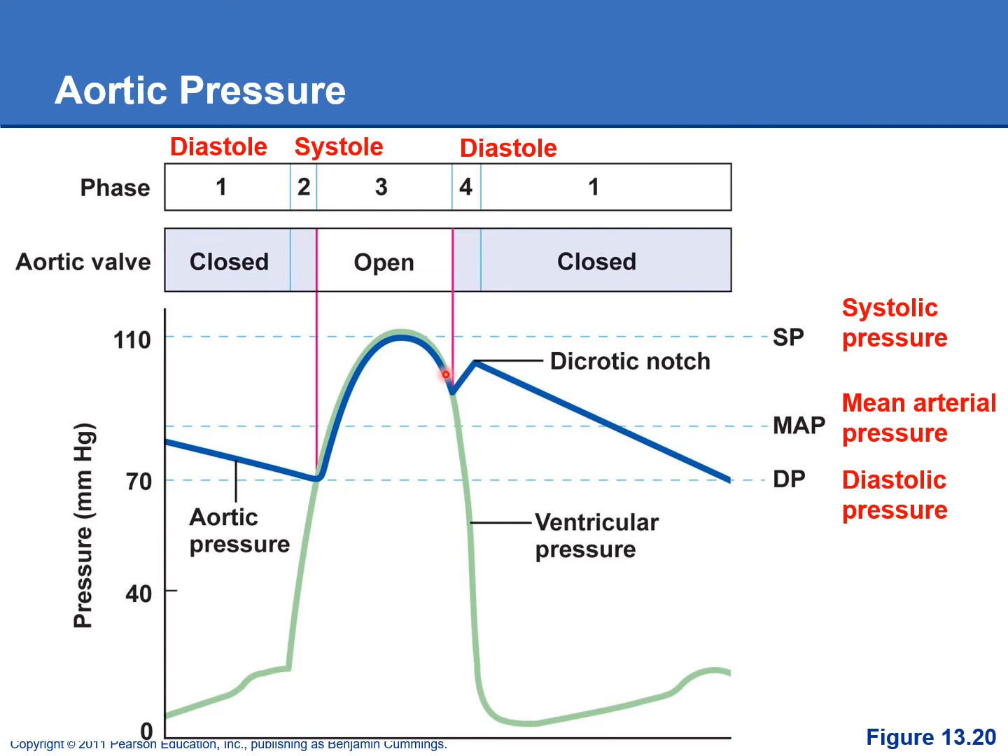When the semilunar valves close, there's some turbulence in the blood flow, and so there's this little dip here called a dicrotic notch. And then this is all diastole again, where the ventricles are relaxing, refilling with blood, and notice that the blood that was squirted out into the aorta is leaving, going out to the rest of the body, and then you finally get to the lowest pressure again, the diastolic pressure. We're going to talk about the mean arterial pressure in the next chapter, but the mean arterial pressure is just a weighted average between the systolic and the diastolic pressure.